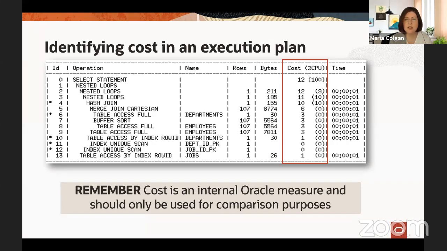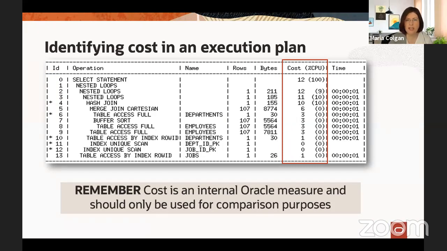That means it's looking to find the lowest cost plan for your particular query, because it's looking to optimize and use the least amount of resources to execute your query. And so, because of that, the plan with the lowest cost is by default the plan that's chosen. So I will only use cost if I'm comparing multiple execution plans. But otherwise, I don't do it.